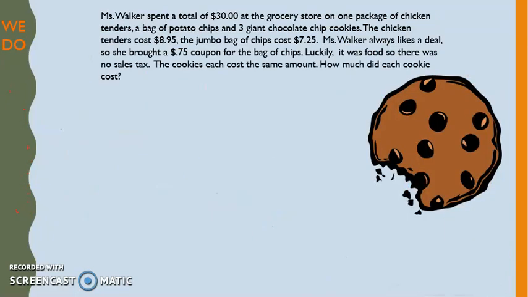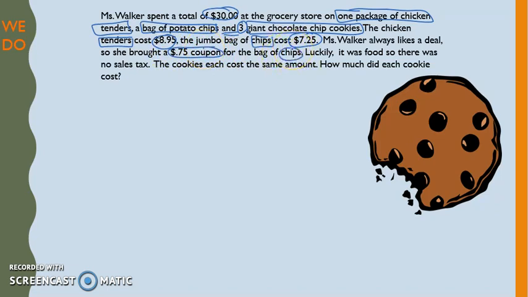Okay, let's look at the WeDo. So for this problem, Miss Walker spent a total of $30 at the grocery store on one package of chicken tenders, a bag of potato chips, and, keyword, 3 giant chocolate chip cookies. We have the tenders costing $8.95. We have the chips, a jumbo bag, costing $7.25.